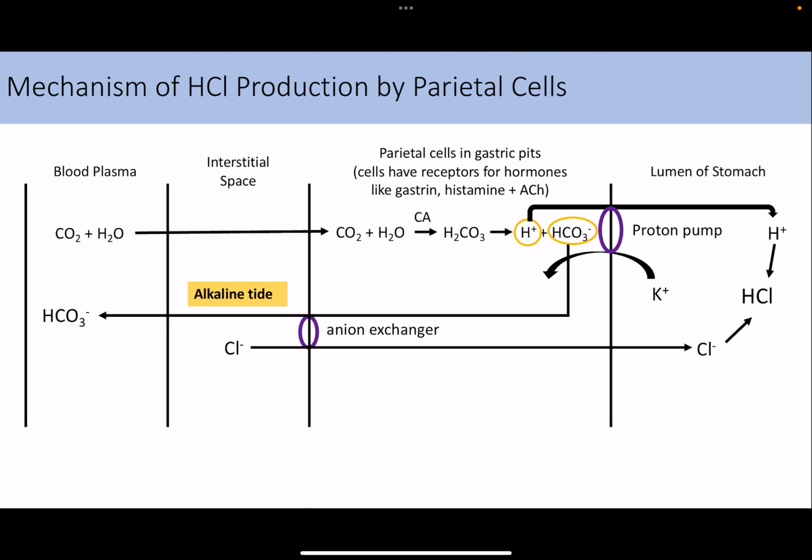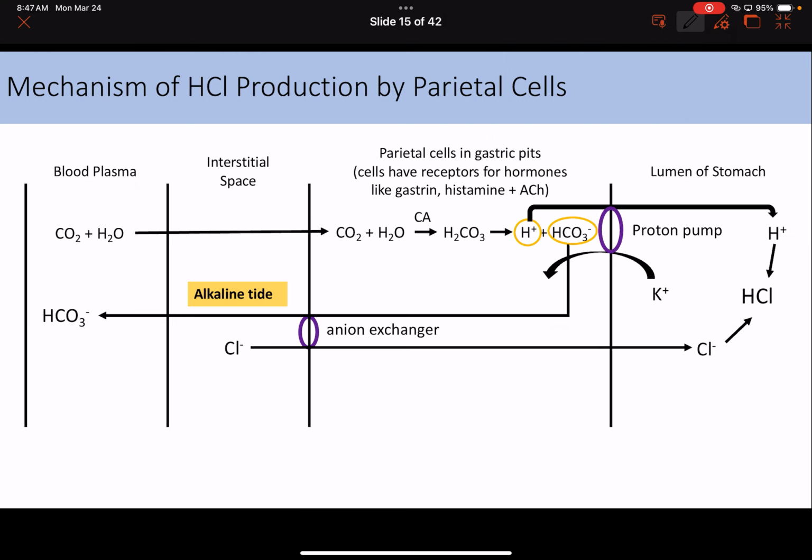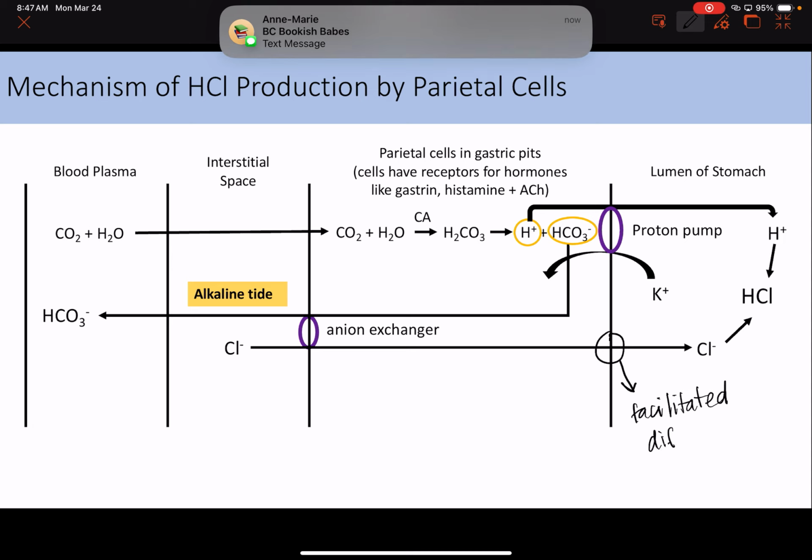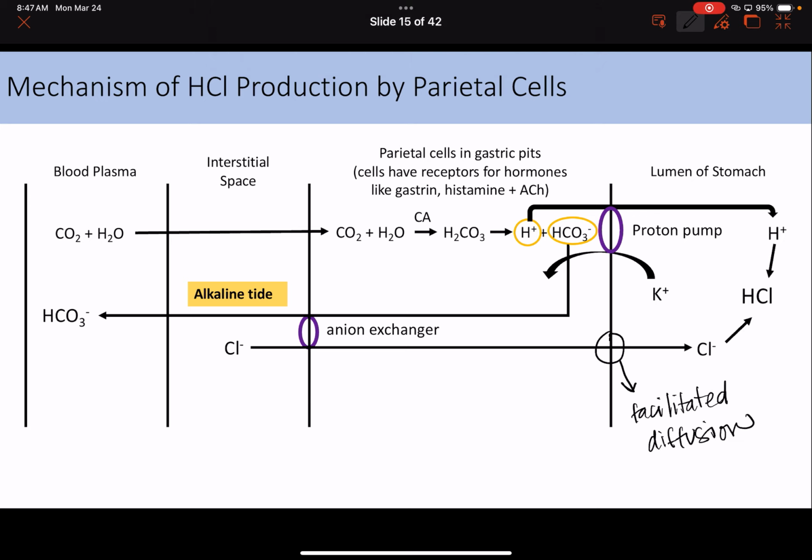And I don't even think that chloride ion at this end, I think it just moves here through facilitated diffusion, but I won't ask you about that. But in case you're curious, this one moves by facilitated diffusion. So just a protein channel that will take it from the inside of that parietal cell to the lumen of the stomach. So any questions about this process?